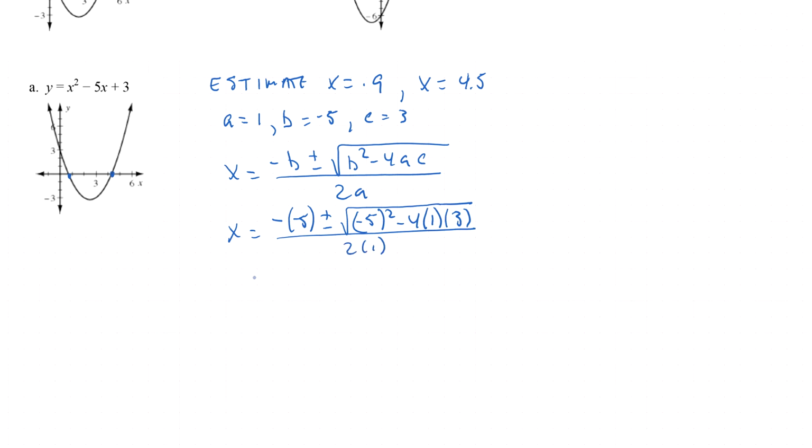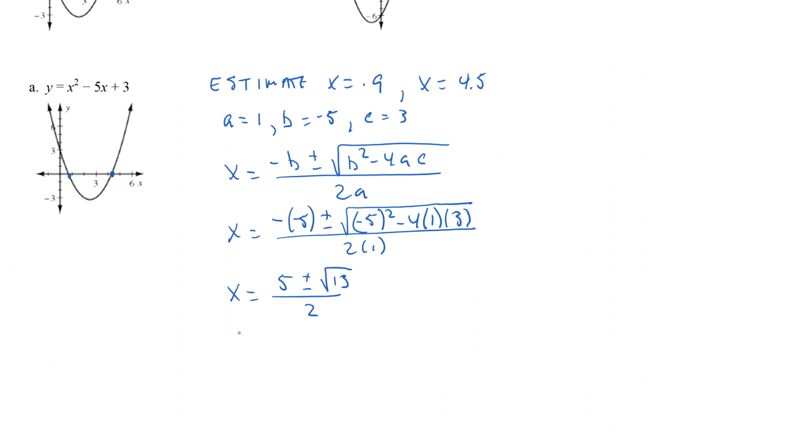times 1. So x equals 5 plus or minus, so under the radical it's going to be 25 minus 4 times 1 times 3, which is 13. So this is the square root of 13 divided by 2. Okay, so that's our exact answer. You can't simplify it any more than that. So let's get our decimal approximations.